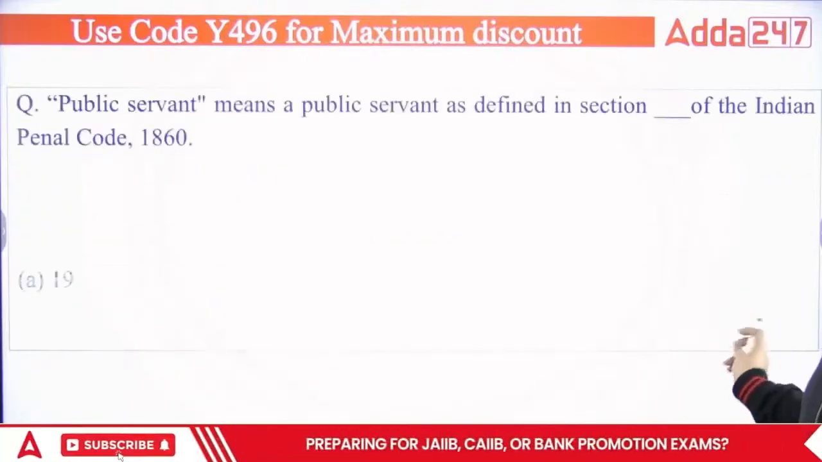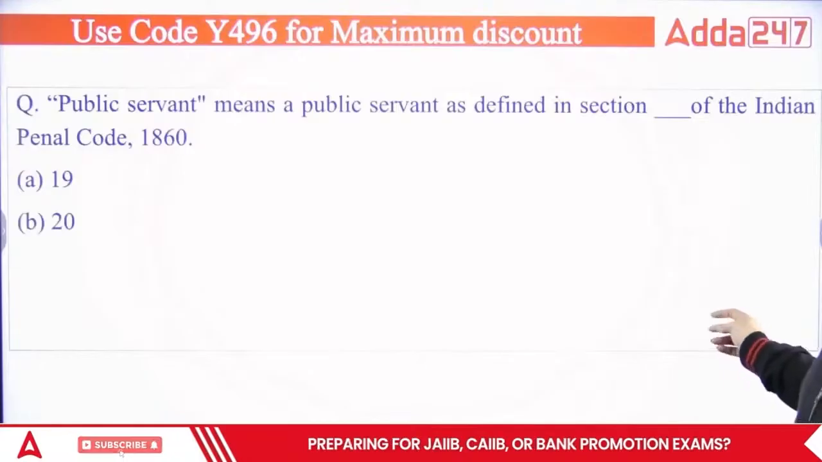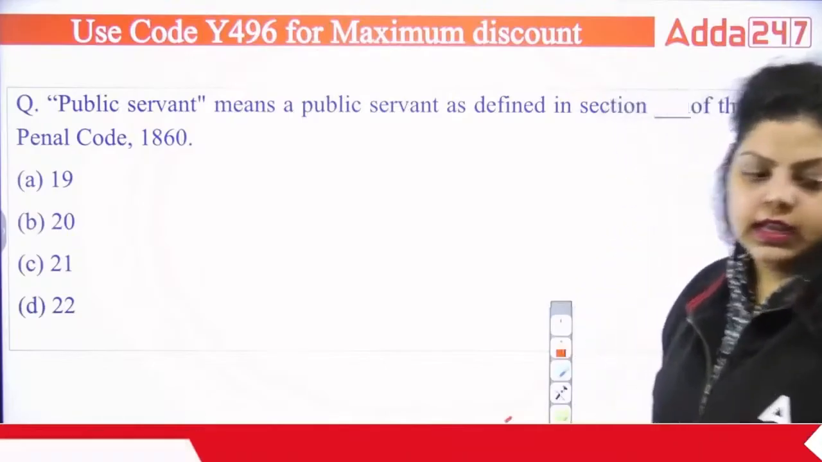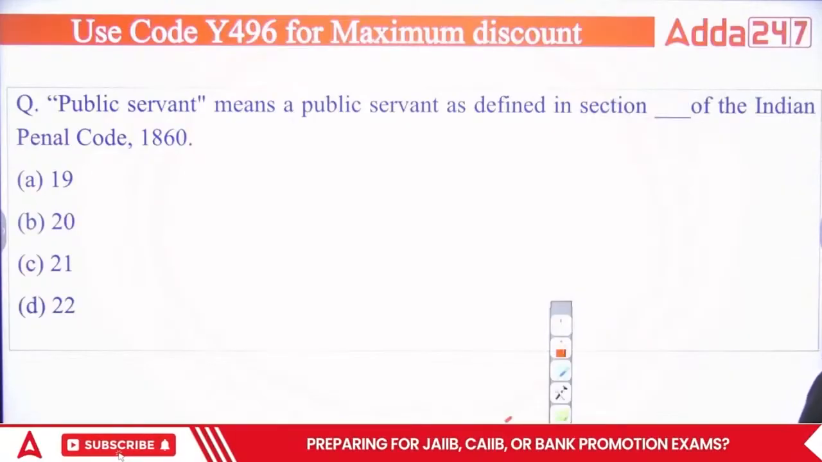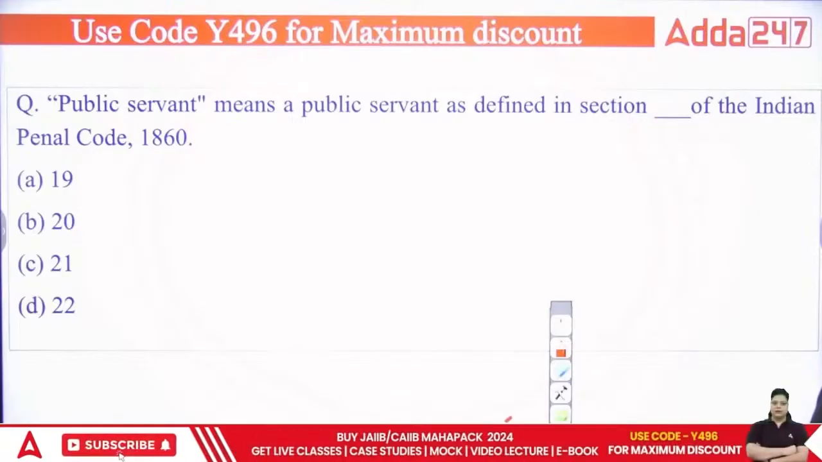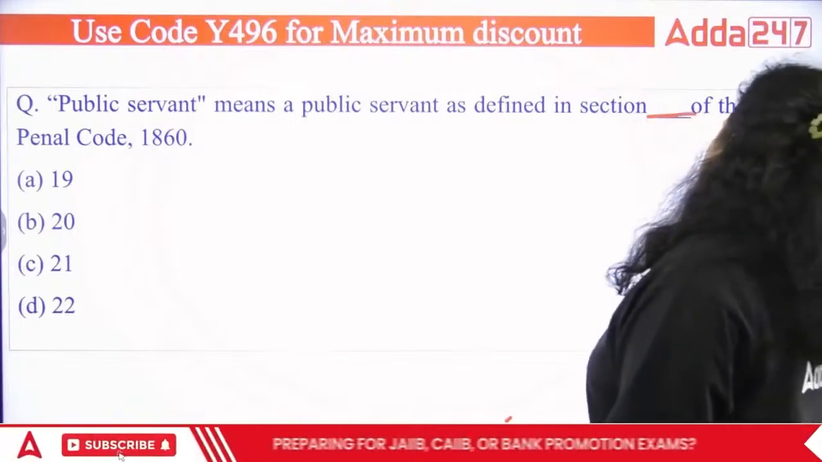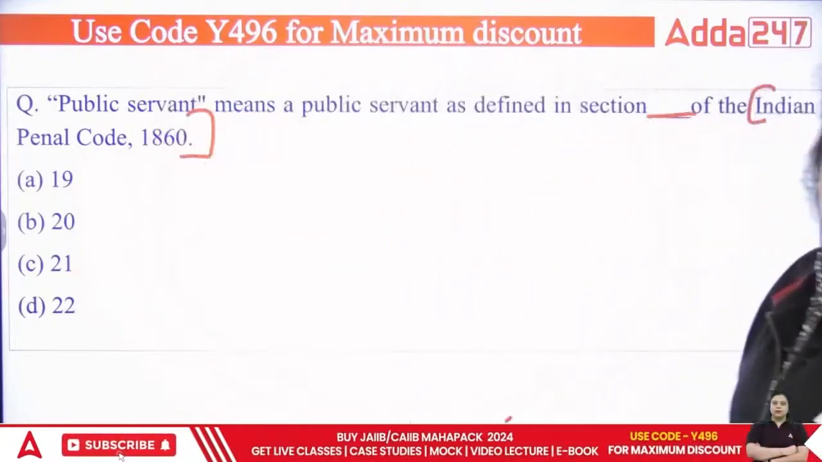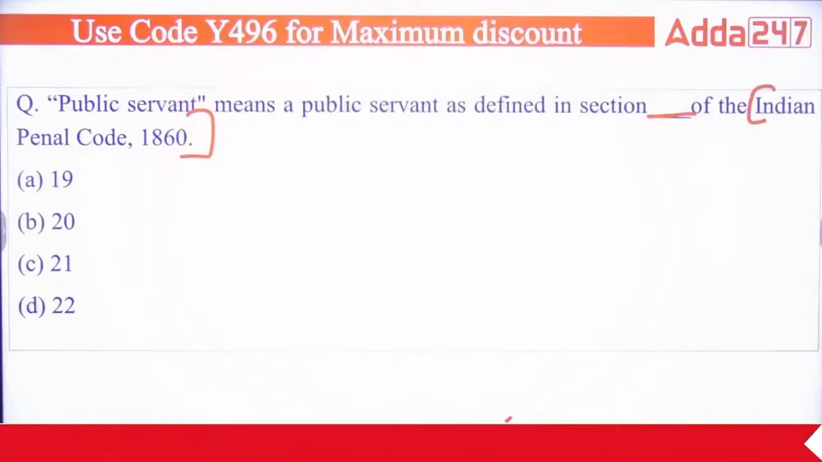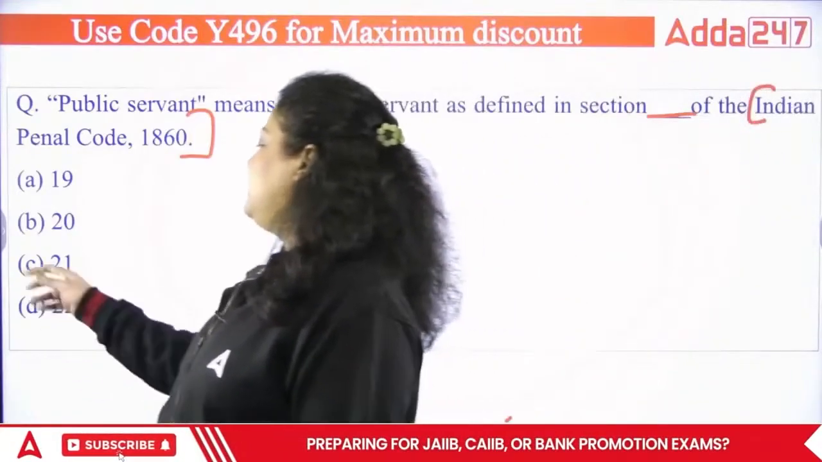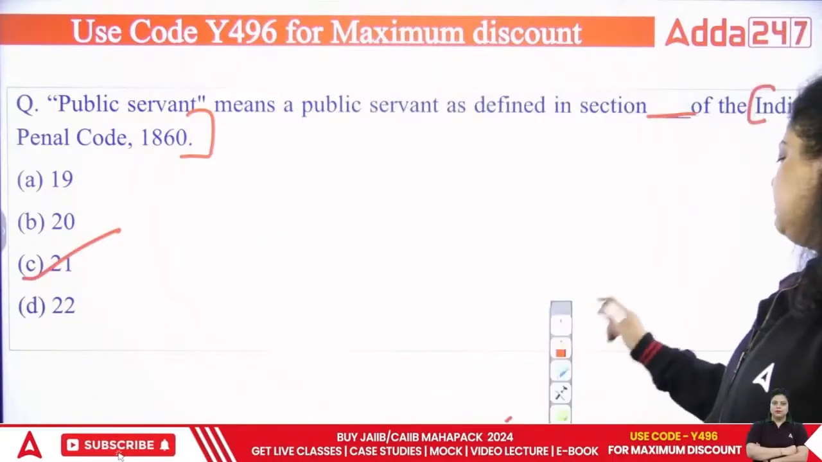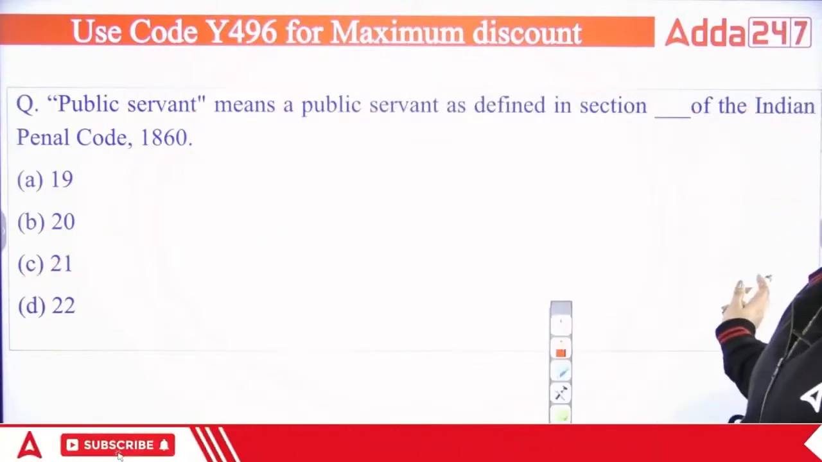Now, public servant means a public servant as defined in section dash of the Indian Penal Code 1860. Which of the following is correct? Is it section 19, 20, 21, 22? Section 21 of the Penal Code 1860 defines who is a public servant. So the right answer is C, 21.